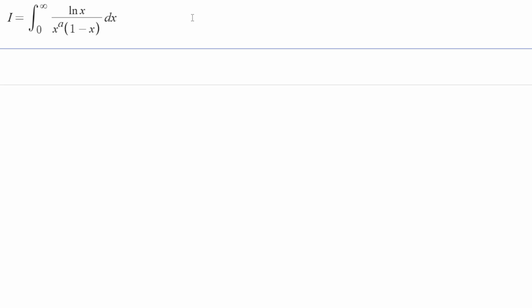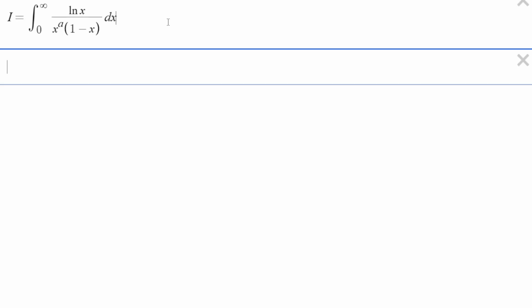Today I've got one that I got off of the channel Maths 505. He used contour integration, which I'm not a fan of. I'm going to be using differentiation under the integral sign, aka Feynman integration, along with a previously derived formula.